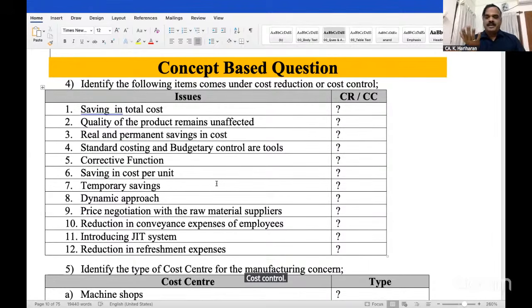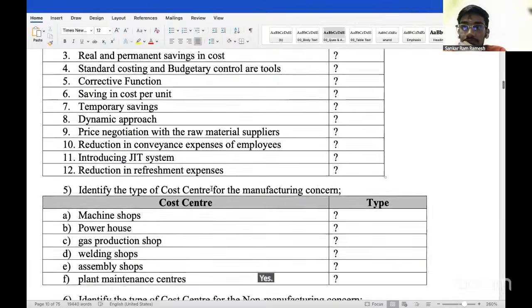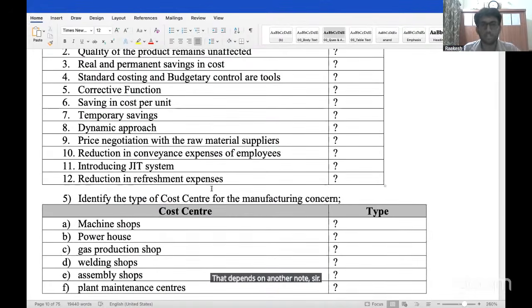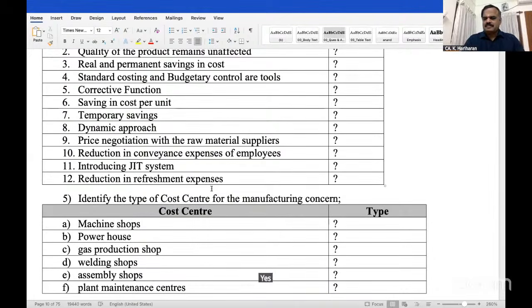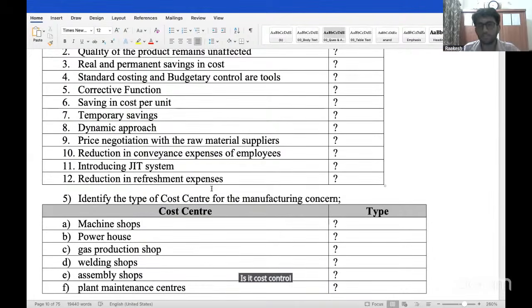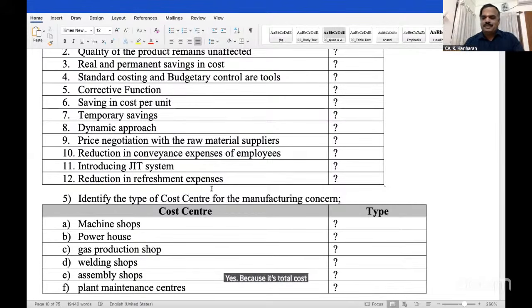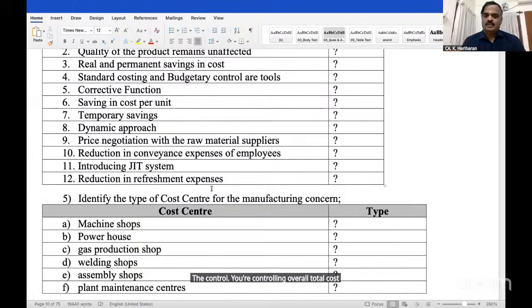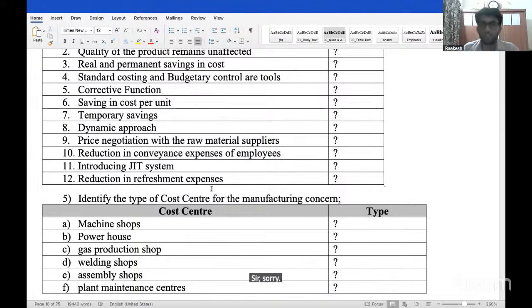Now you have got the conceptual grip over cost reduction and cost control. Yes, sir. That tenth one alone I have a doubt, sir. Reduction in conveyance expenses of employees: is it cost control or reduction, sir? Control, because we are controlling the overall total cost, therefore cost control. Okay.